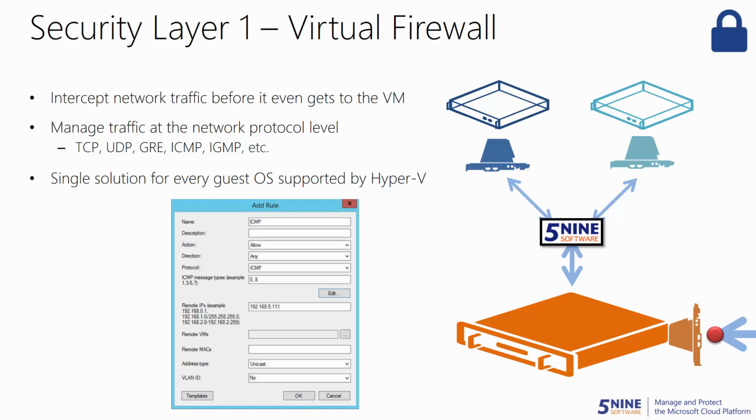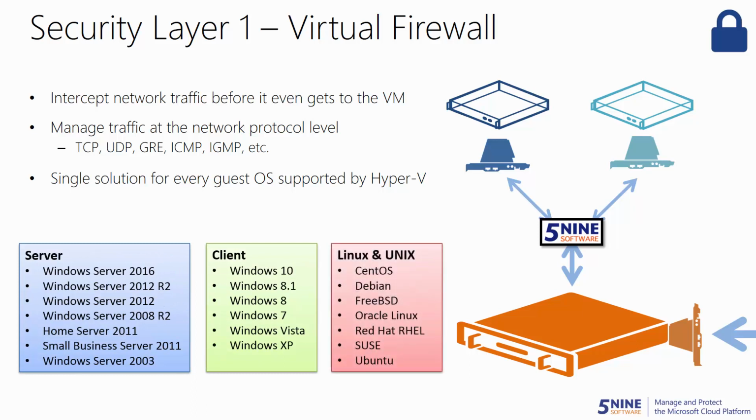The first layer of security is done through the virtual firewall. Since we provide protection before the threat even arrives at the VM by looking at the packet headers, we can actually provide protection without ever having to install anything inside the VM itself. This means that you can have a single firewall solution that supports Windows Server, Windows Client, and all the different Linux and Unix distributions supported by Hyper-V.